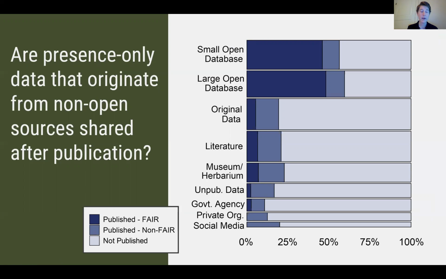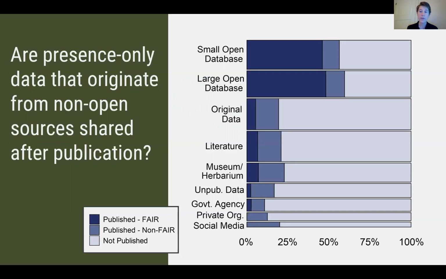It turns out that that's largely not the case. So here we can see 4 articles that access data from each of the sources shown on the previous slide. What percentage of these articles then openly share all their data? The dark blue represents data shared according to FAIR principles, that is, findable, accessible, interoperable, and reusable.